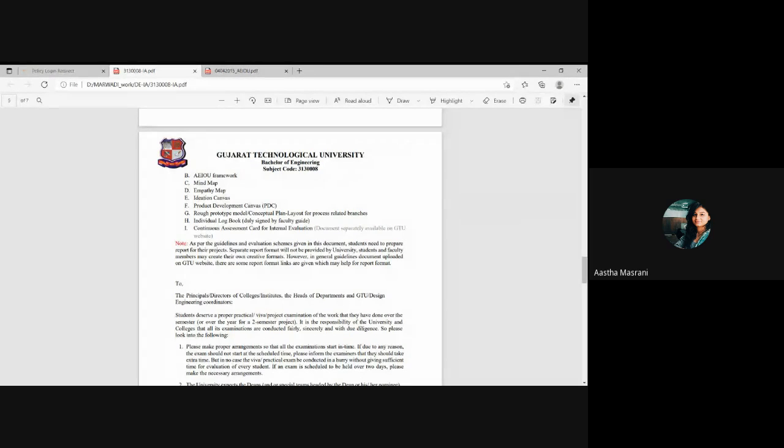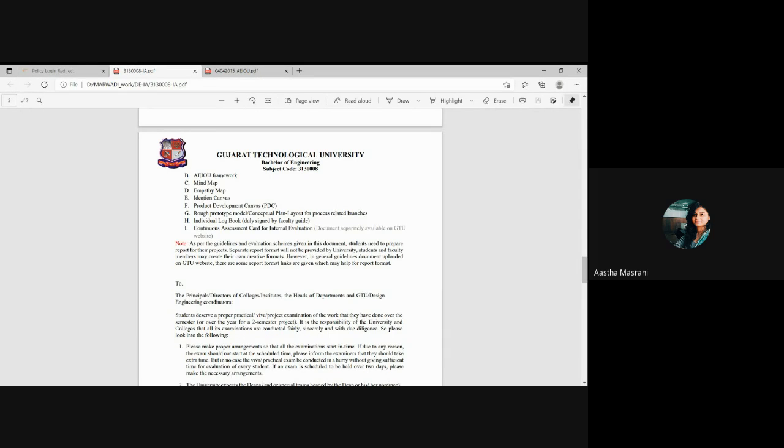Okay, so now one more doubt. I was being asked how many sheets you need to make. The sheets are mentioned as this: first, the AEIOU sheet, second is mind mapping, third is empathy, fourth is ideation, fifth is the product development canvas. These 5 sheets you need to make.